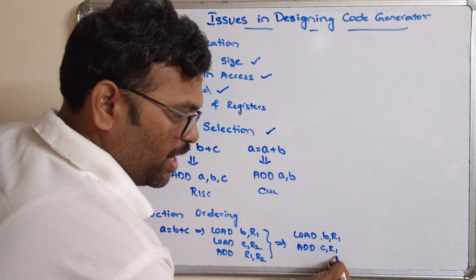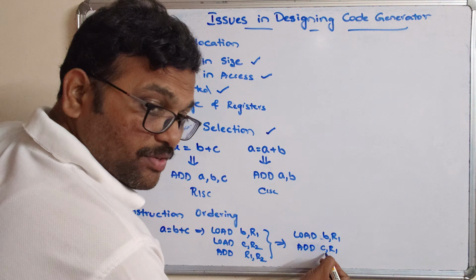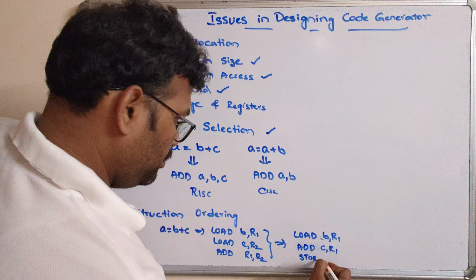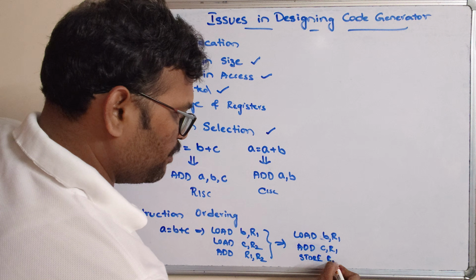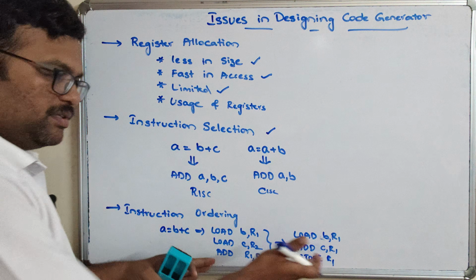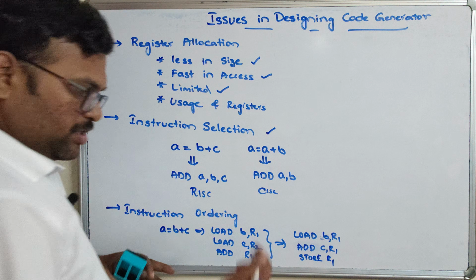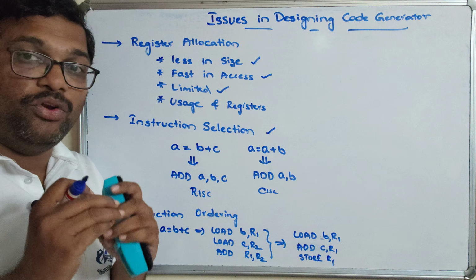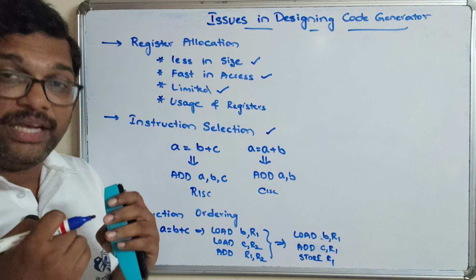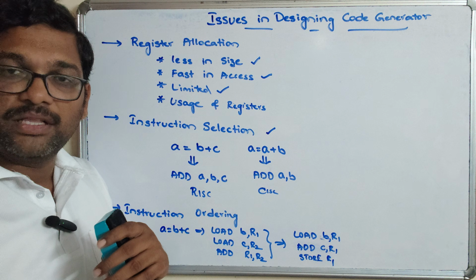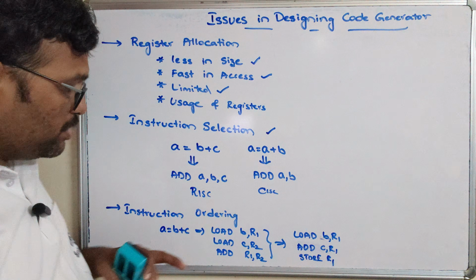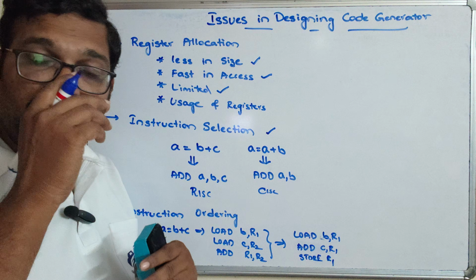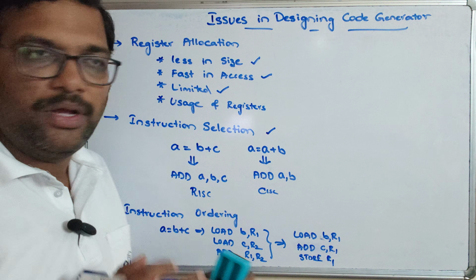Whatever result we have in r1, c will be added to it, and now store the result r1. So here some sort of reduction is there. We have to remove the unnecessary load and store operations. We need to reduce the number of operations, the number of instructions. So that is instruction ordering: which instruction should be implemented so that unnecessary instructions can be removed.